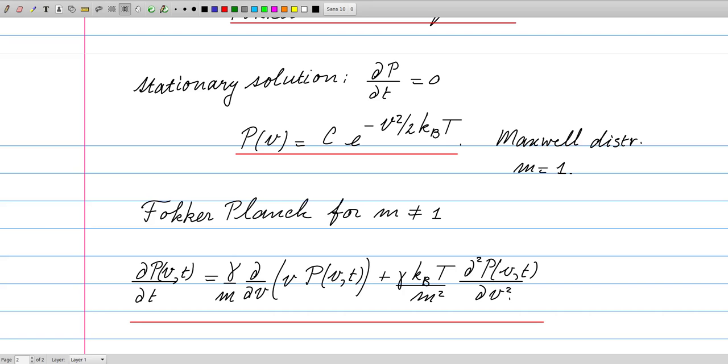For the case where m is not equal to 1, we find the following Fokker-Planck equation, which includes an m in the first term in the denominator and an m squared in the second term.